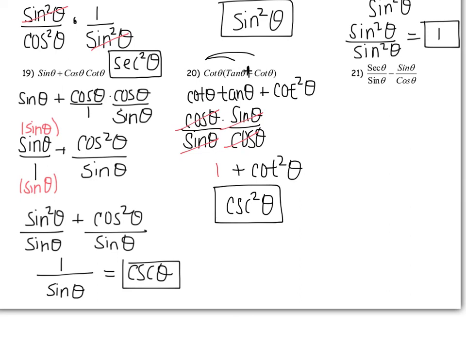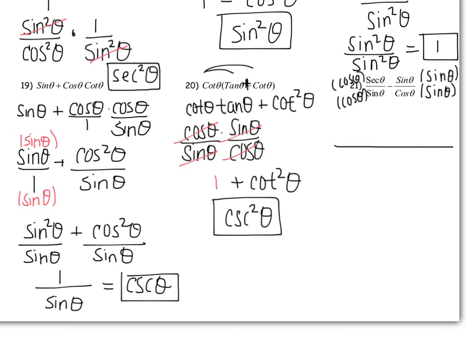21 is a little tricky because we don't have a common denominator. So maybe we can make one and see where we go from there. So let's see. This needs a sine theta. Whatever I do to the bottom, I have to do to the top. This needs a cos theta. Again, whatever I do to the bottom, I do to the top. So we've got, make a big line. Okay, so what goes on the bottom? Cosine theta times sine theta goes on the bottom. And on the top, we've got cosine theta times secant theta, minus sine squared theta.